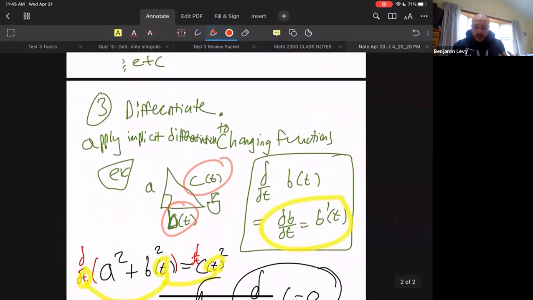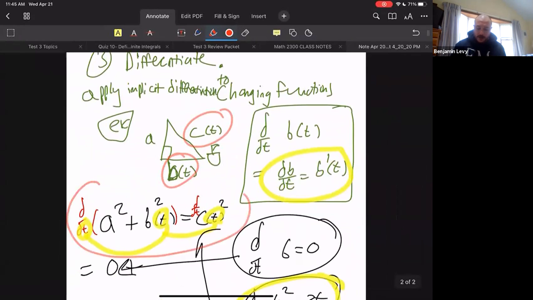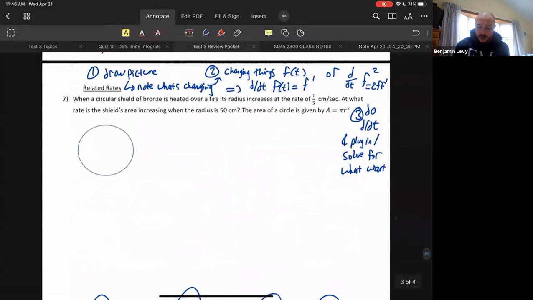When you differentiate it with respect to t down here, you end up doing chain rules and implicit differentiation. You can look back at the notes for a triangle example. Let's look at this one that's got this circle example. It says, a circular shield of bronze is heated over fire and its radius increases at a rate of 1/5 centimeters per second. At what rate is the shield's area increasing when the radius is 50? Right, so we've got the circular shield.